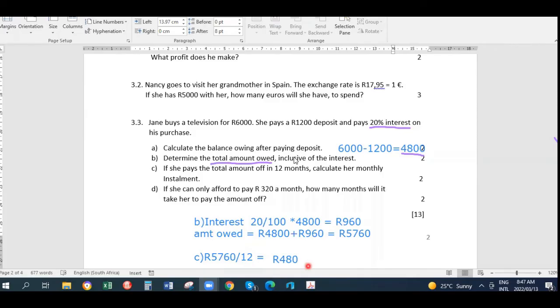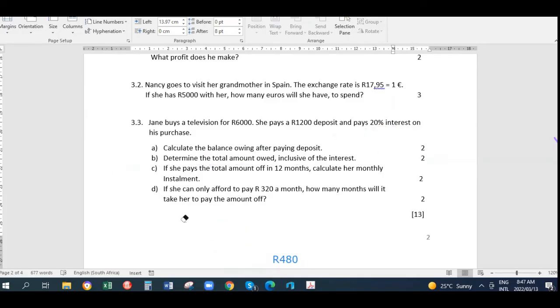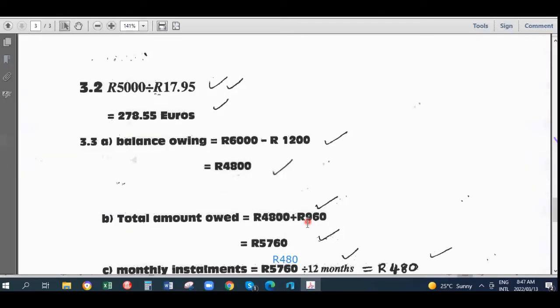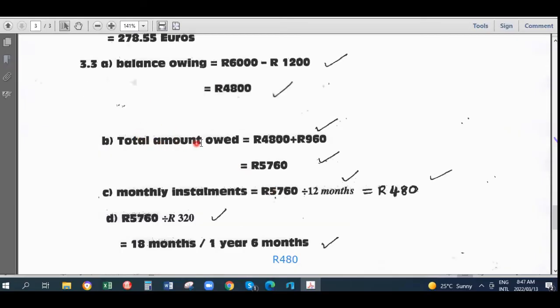So if you're looking at your final answer for everything that we've done, right, so your total amount, we're going through it quickly. Your balance, you subtract, you get 4,800. We work out an interest first, which was 960, and you add that to give you 5760. And you divide 5760 by 12 months, you need to pay 480 a month.